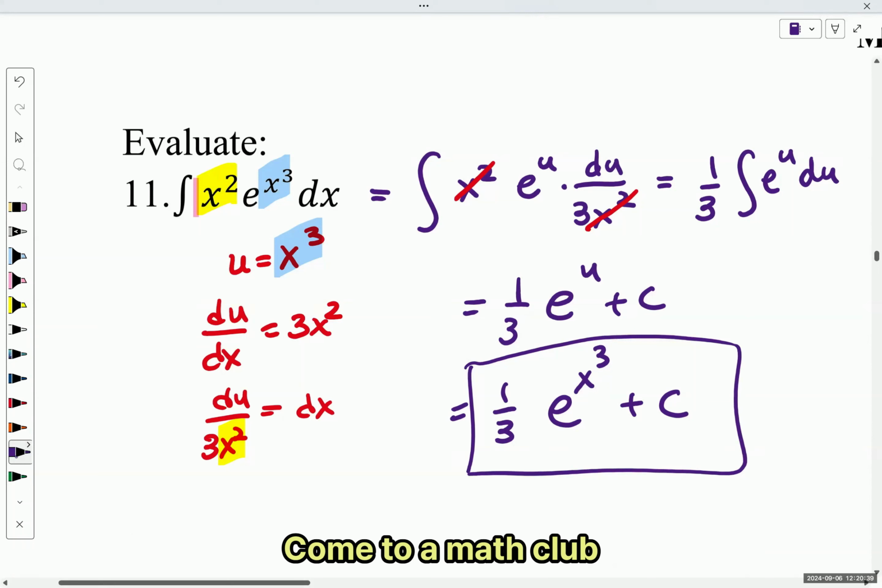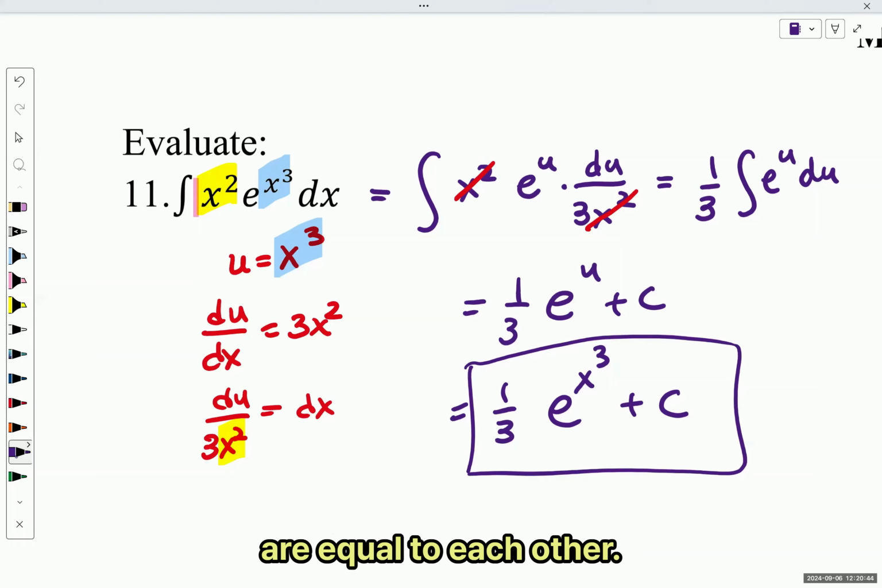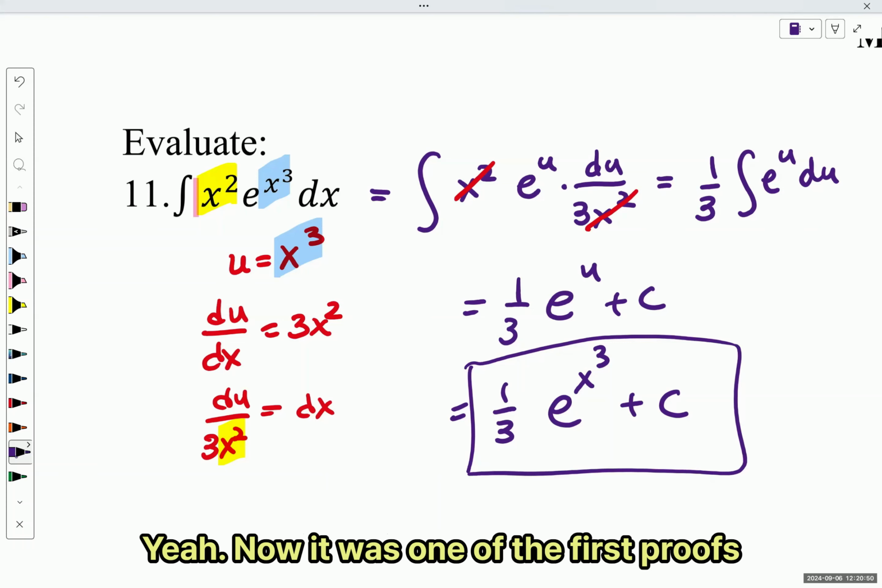If you ever want a fun little experiment, come to a math club where I teach you that all the numbers are equal to each other. They're really not. So there are no wrong answers.